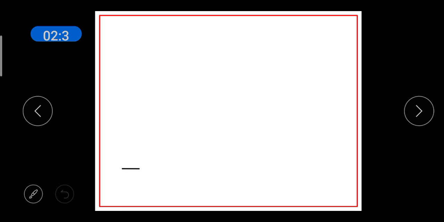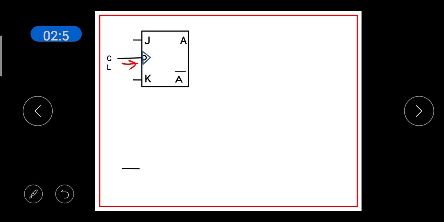In this slide, we shall see how to draw the mod 4 asynchronous counter or ripple counter. The mod 4 asynchronous counter uses two flip-flops. Here we use JK flip-flops. J and K are the inputs. The clock signal is given to the flip-flop. It is a negative edge triggered flip-flop, as shown by the bubble here.